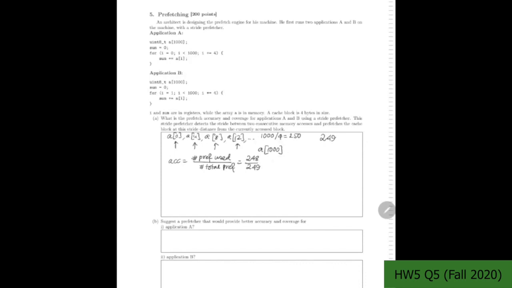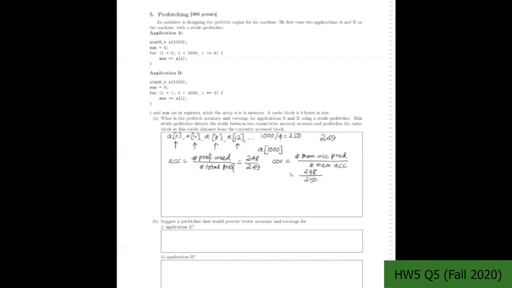As per the formula, the accuracy of a prefetcher is the number of prefetches used by the program divided by the total number of prefetches. As per this rule, the accuracy of the stride prefetcher in program A would be 248 out of 249, because the last prefetch, going to element 1000, won't be used at all. Similarly, the coverage of the prefetcher is defined as the total number of memory accesses predicted by the prefetcher divided by the total number of memory accesses. As per this definition, the total number of memory accesses would be 250, out of which 248 would be successfully predicted by the prefetcher. Hence, the coverage of the stride prefetcher in application A would be 248 upon 250.